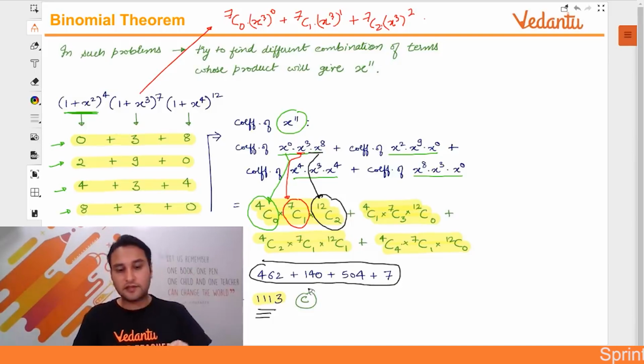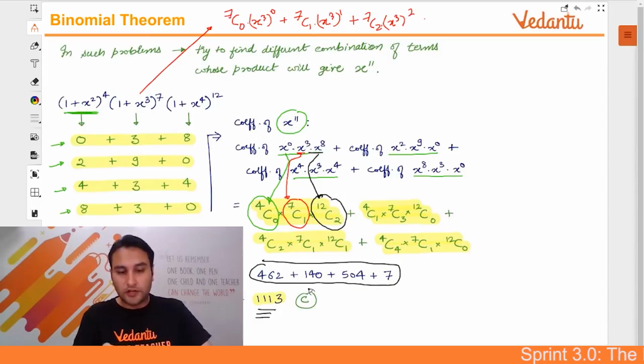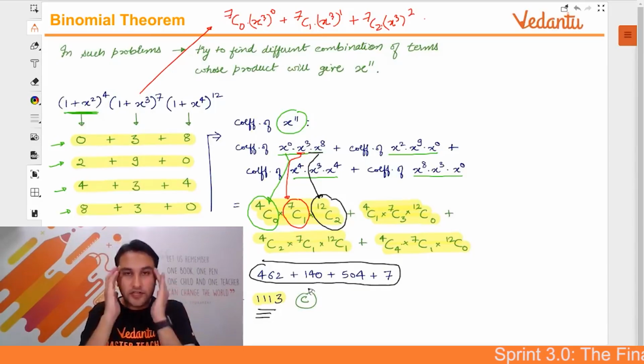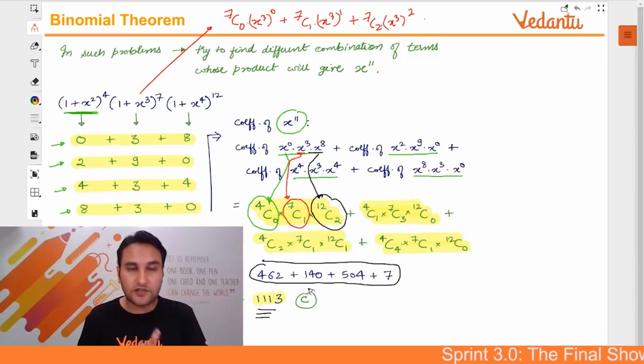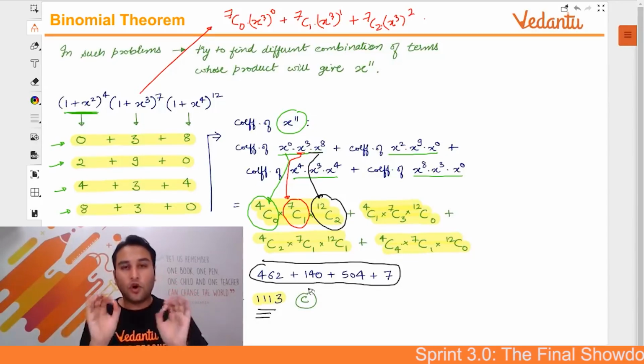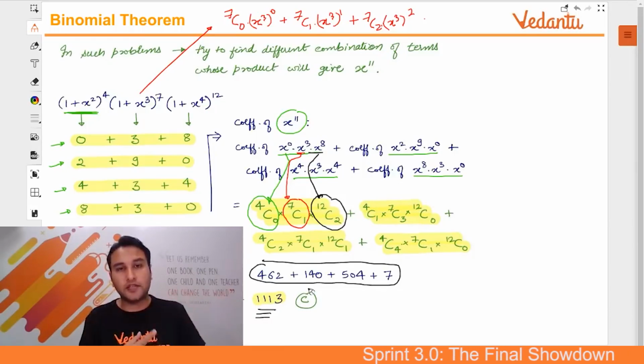Cool, guys? Could you understand this? Yes or no? So the problem was not difficult. The problem was not difficult, but your clarity of concept should be there. Was any extra theory needed? Again, I'll repeat. Was any extra theory needed? No. All you need to understand is how to open the binomial expansion.